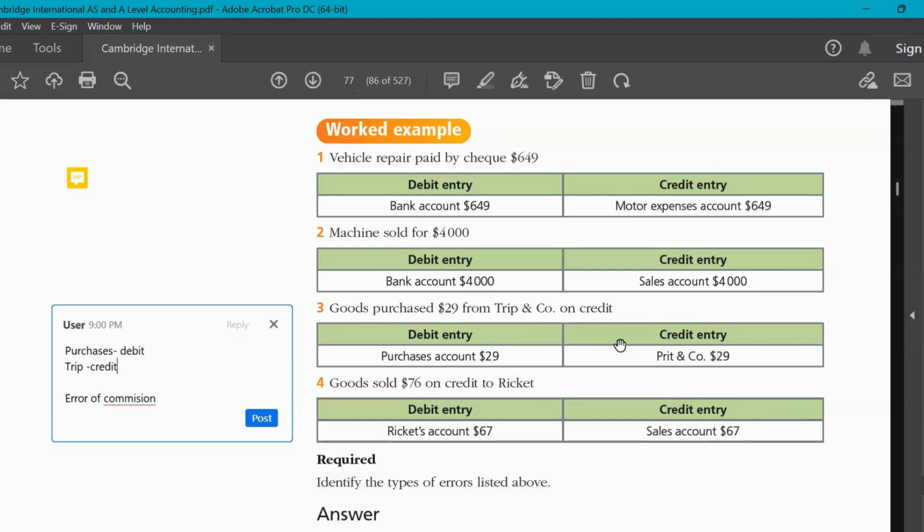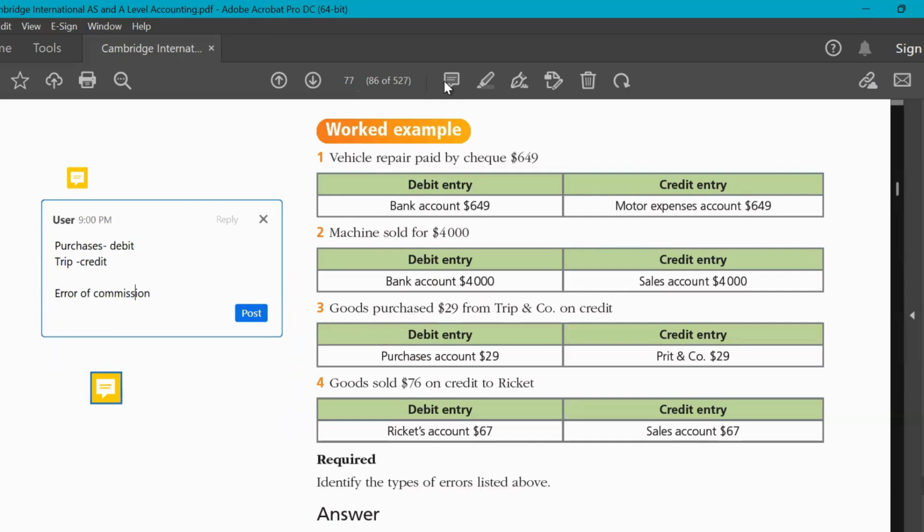So therefore, they're still creditors, right? They're still the creditors, but the name of the creditor is wrong. So this kind of error is what we call error of commission, because the right side of the creditor was used, but the wrong supplier account name was chosen. Same category, which is creditors, but of course the wrong account, the wrong name of the creditor. Okay, next is number 4.